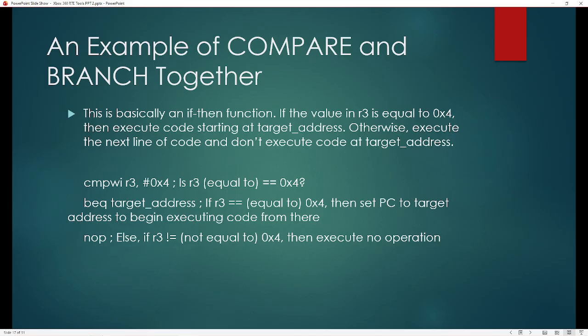Here's an example of both together. Let's say we're comparing R3 to 4. If R3 equals 4, branch to the target address and start executing code there. If R3 equals 4, set PC to target address and execute code. Otherwise, if R3 was not equal to 0x4, then nothing happens. So that might be an example of something.